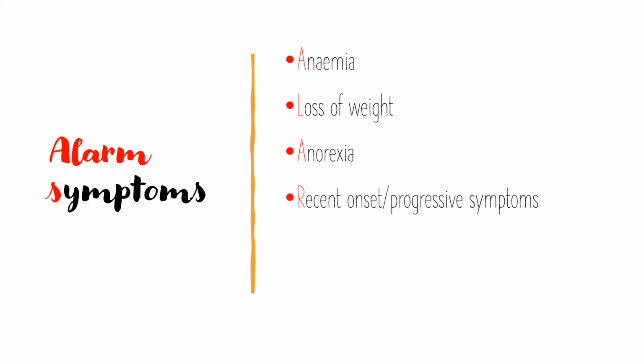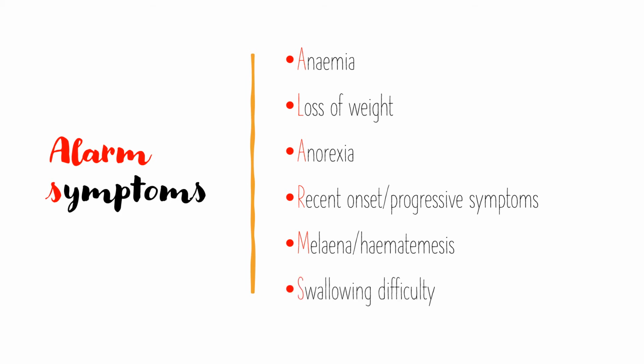Let's look at these alarm symptoms. If your patient has any of these, you're going to want to refer them very quickly because they could be typical signs of cancer. We can use each letter in ALARMS to work out what the symptoms are. There is anemia, loss of weight, anorexia, a recent onset or progressive symptoms, melena, so that's really dark tarry stools filled with blood, and hematemesis, so vomiting blood, and any difficulty swallowing, so that's dysphagia we've mentioned.